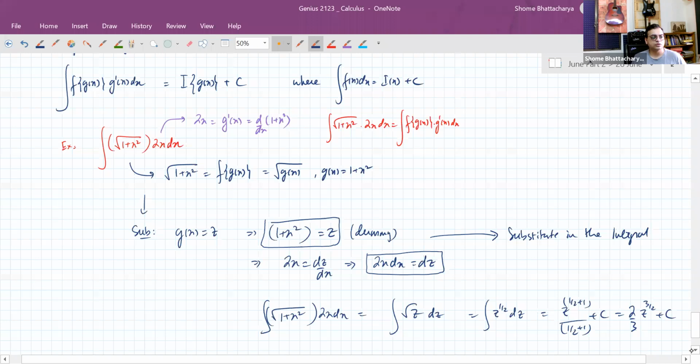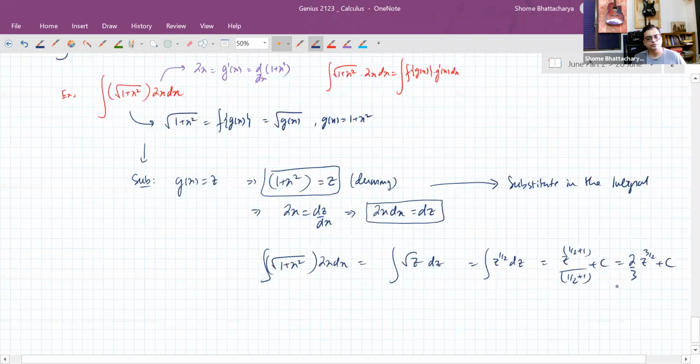Now resubstitute. To resubstitute, we put z back as what? g(x). And g(x) was basically 1 plus x square. So this becomes 2 by 3 into 1 plus x square to the power 3 by 2 plus c. So our integration of this whole term has become this. And the way to check your answer is that if you differentiate the right hand side, that is the antiderivative, using the chain rule, you will get the integrand, the function that we have integrated, which is this whole thing.